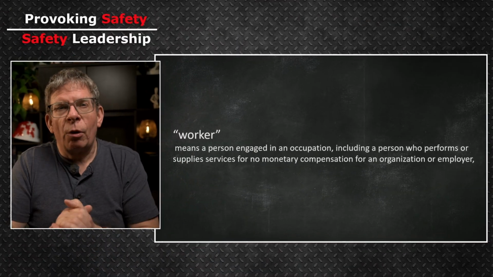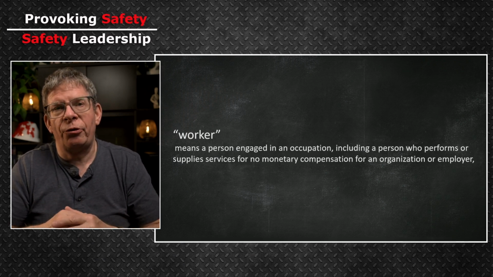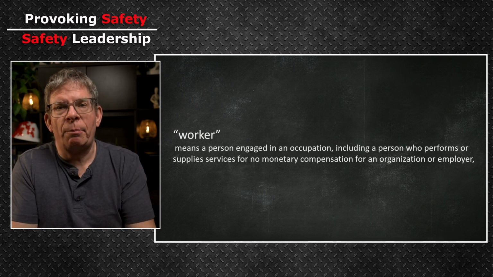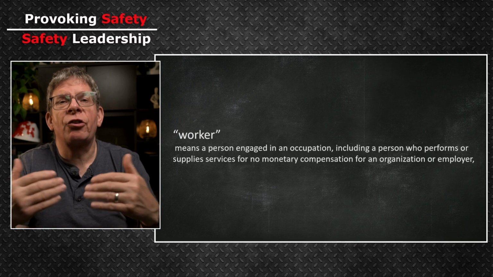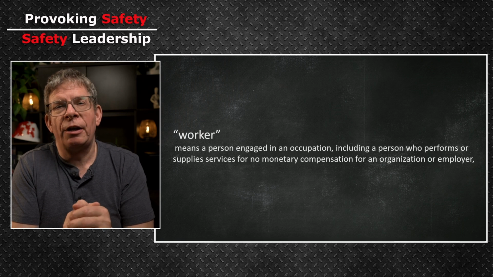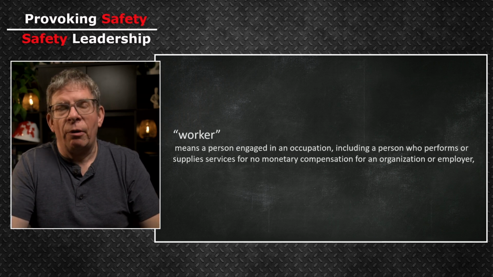What is a worker? A worker means a person engaged in an occupation, including a person who performs or supplies services for no monetary compensation for an organization or employer. So, essentially, you're performing tasks that benefit the employer. There are some exclusions there, and I'll give you an example. A student in a learning activity conducted by or within an educational institution for which no compensation is paid to the student. Now, as I said before, there are other points in the legislation that you need to know about.